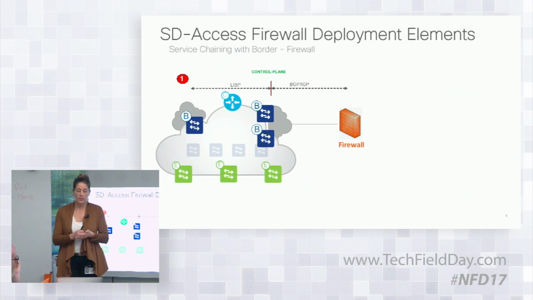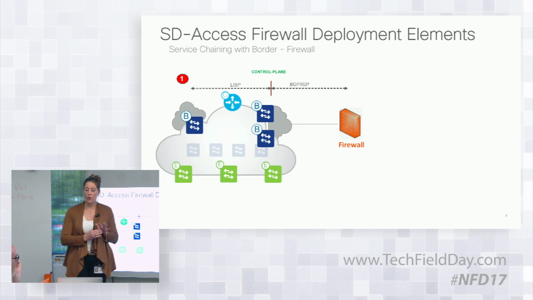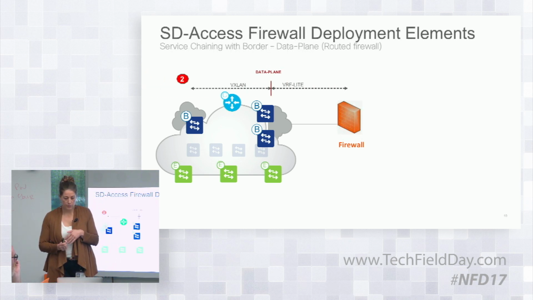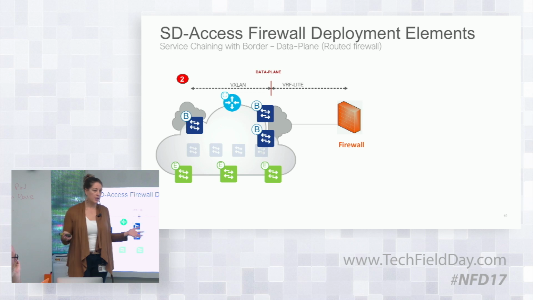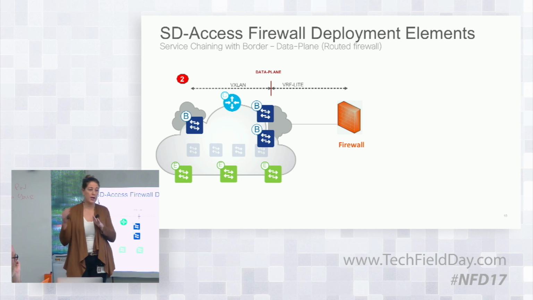So how do we do this? As you know, for control plane, we're utilizing LISP within the fabric domain. And then we're going to be doing BGP between the border and the firewall, or the border and your fusion router and the firewall. For data plane, VXLAN, as you all know, that's being done within the fabric domain. And then we're utilizing VRF Lite between our border and our firewall, and our border and our fusion router.